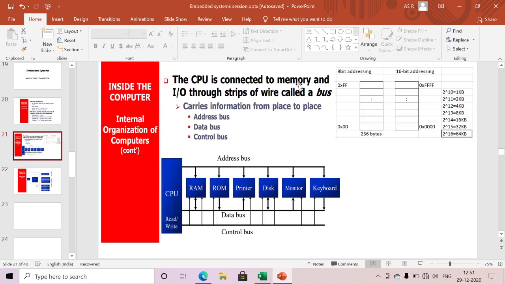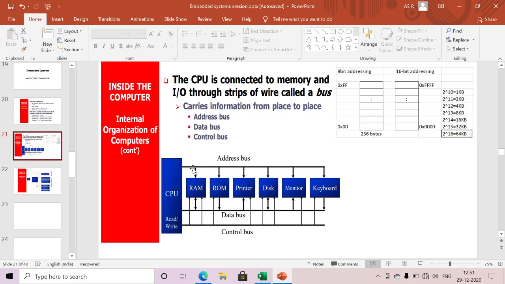The CPU is connected to memory and I/O through strips of wire called a bus. Here, the CPU or processor is connected to memories, RAM or ROM, and also I/O devices: printer, disk, monitor, keyboard. These I/O devices are connected through a bus. The bus carries information from place to place. We are using address bus, data bus, and control bus. We'll discuss them one by one.